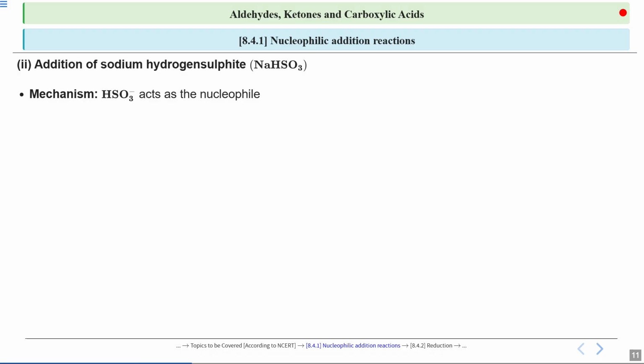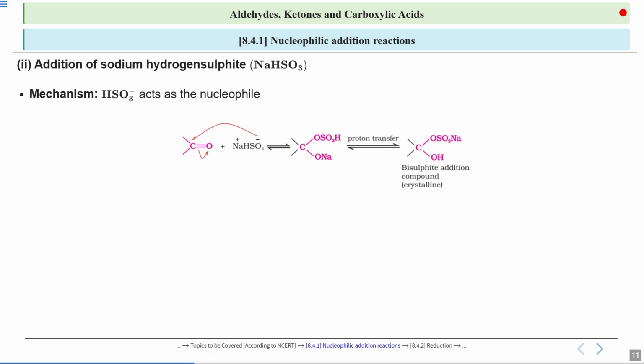So let's start with the addition of sodium hydrogen sulfite or NaHSO3. This is a specific type of nucleophilic addition reaction where HSO3 minus acts as a nucleophile. So look at this given diagram. Sodium bisulfite gives HSO3 minus ion in solution. So this gives Na plus and SO3 minus.